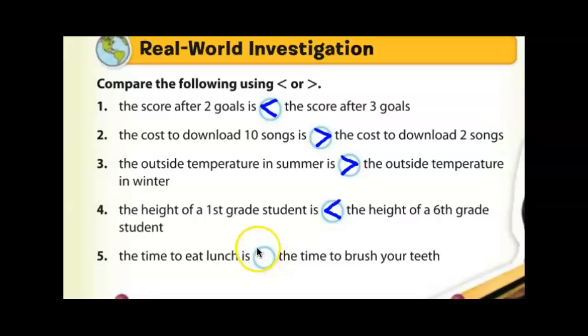Most people will spend more time eating lunch than they do brushing their teeth. So usually brushing your teeth takes about 2 minutes, and most people spend more than 2 minutes eating lunch. So the time you take to eat lunch is generally greater than brushing your teeth.